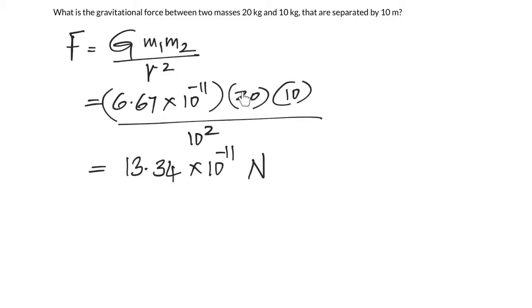So you have 20 and 10, and the distance between them is 10. Remember to square it because the formula is a square. And when you do those calculations, you get 13.34 times 10 to the negative 11 newtons. That is the gravitational force.